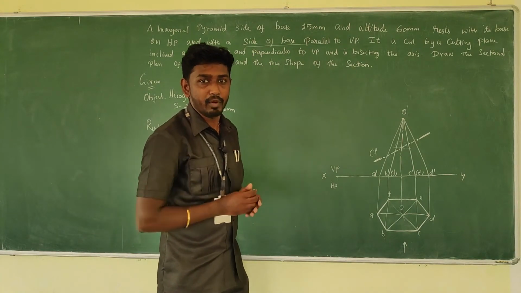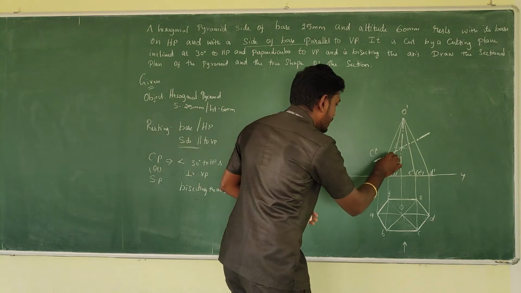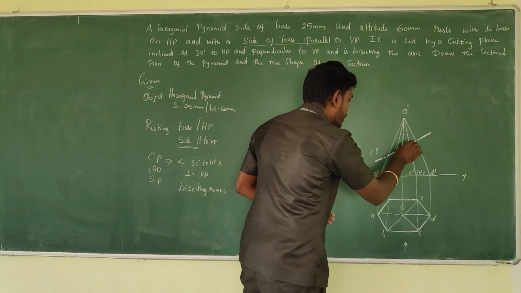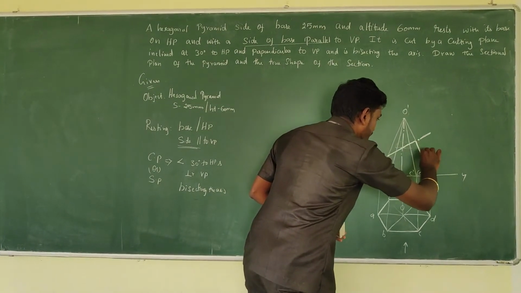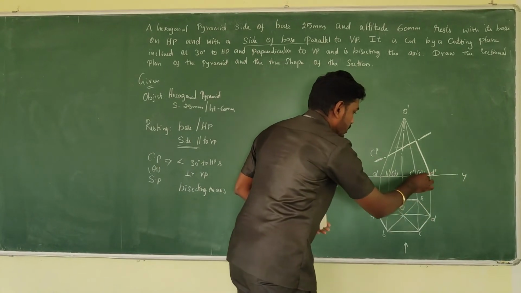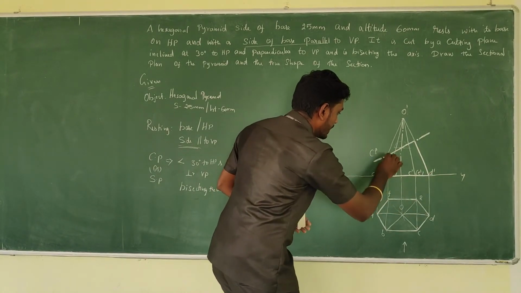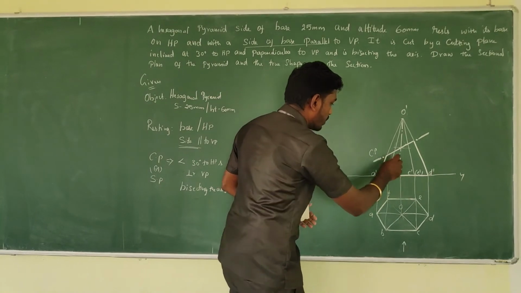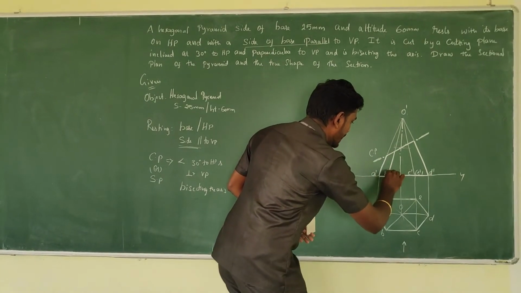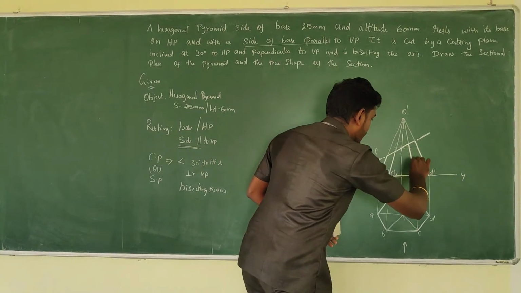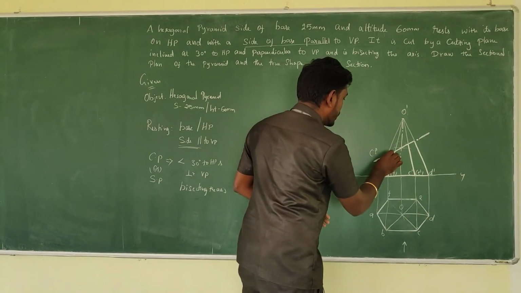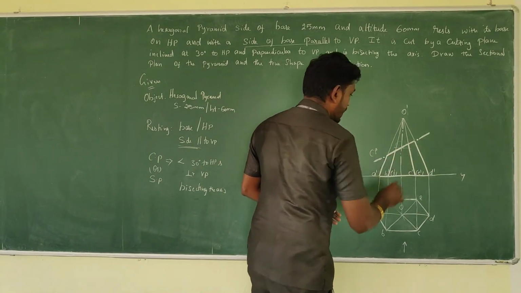So the remaining portion should be made dark. Make it as a dark line for the remaining portion. Okay. All the edges are dark lines. The remaining portion, make it as a dark line, something like this.